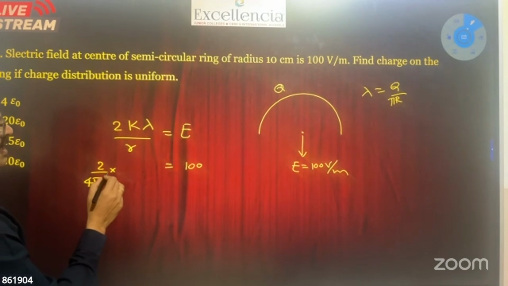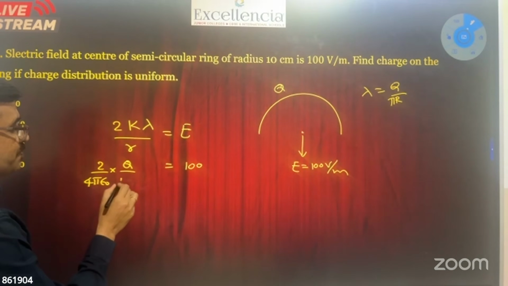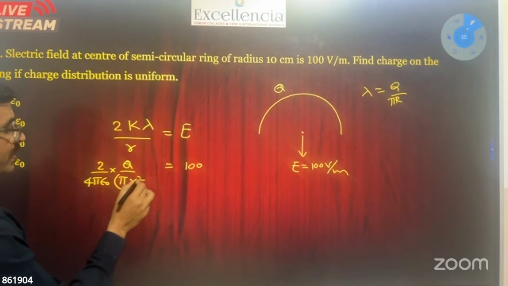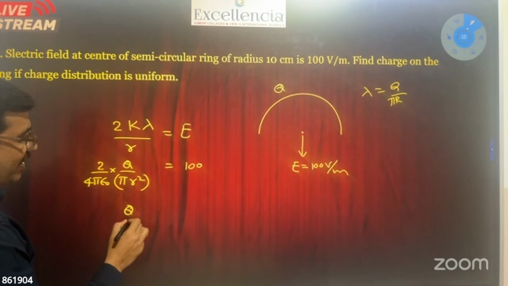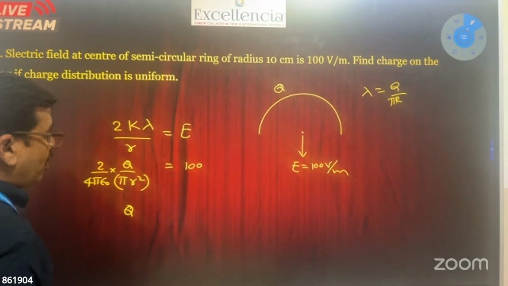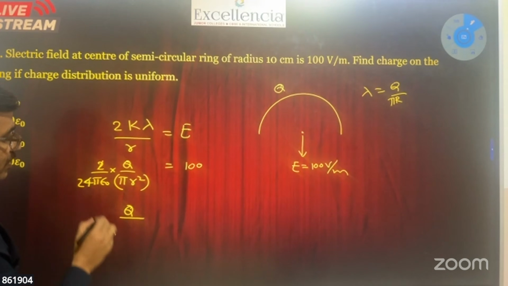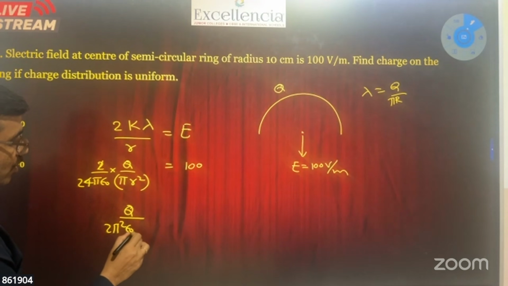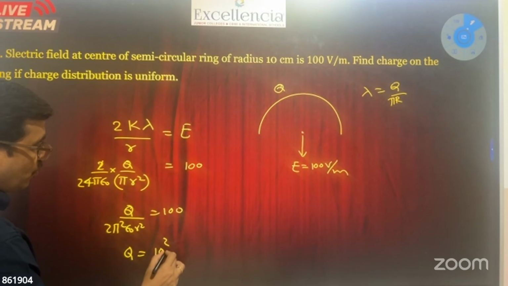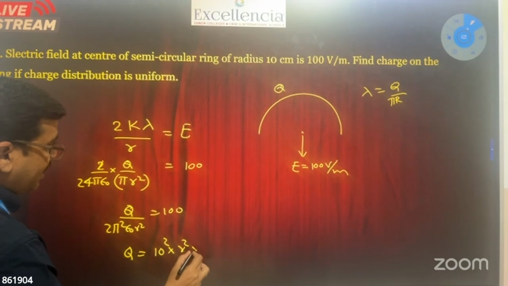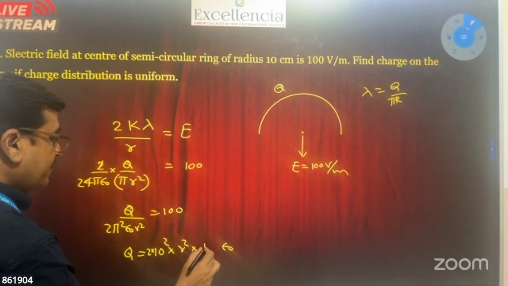So this will be q divided by pi r, and R is already there, so I'll write pi into r squared. So this is equal to 100. Now you are supposed to calculate the value of charge q in terms of epsilon naught. So this is pi square. So q upon 2 pi square epsilon naught r square is equal to 100. So q is equal to 10 to the power of 2 into r square in terms of epsilon naught. Let us take pi square as 10.